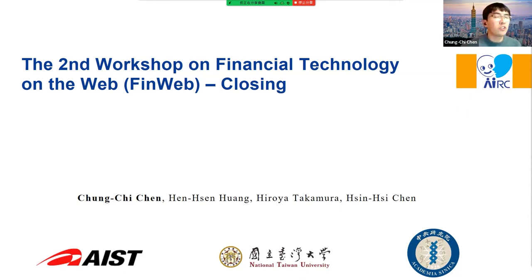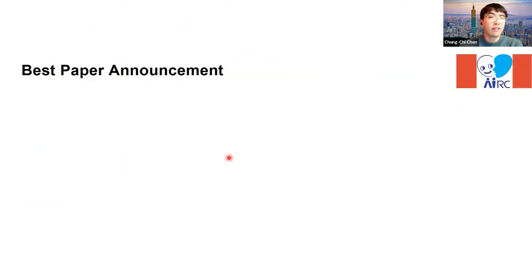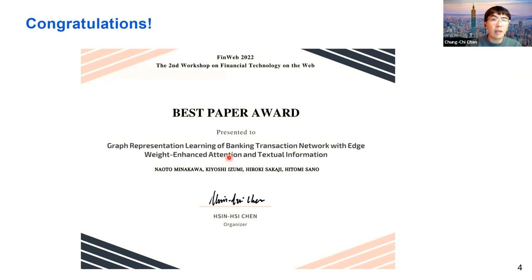Thank you very much for joining today's FinWeb workshop again. And also thanks to all authors again for their sharing. I think this year's FinWeb is still interesting. And now we are going to announce the best paper, which is selected based on the reviewers' comments. And I also read all of your papers, so we finally made that decision. And so the winner is Graph Representation Learning of Banking Transaction Network with Edge Weighted Web Enhanced Attention and Textual Information. Congratulations. And I will send some detail and clarification to you later.